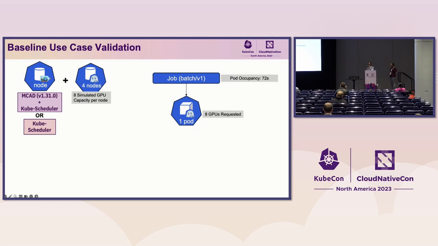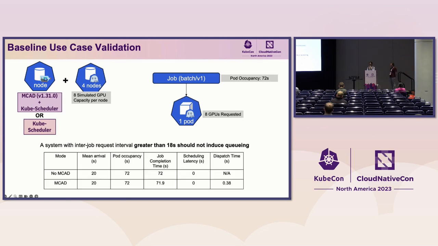Basic napkin math would tell us that if you submit jobs at intervals of more than, say, 18 seconds, it shouldn't induce queuing anywhere, be it the scheduler or MCAD. So just like a validation test that we did, yes, we observed that with both no-MCAD systems and MCAD systems, when you set the inter-job request interval to be greater than 18 seconds, in this case 20 seconds, we observed that there was no scheduling latency, the job completion time was as expected, 72 seconds, and even the dispatch time was actually negligible.